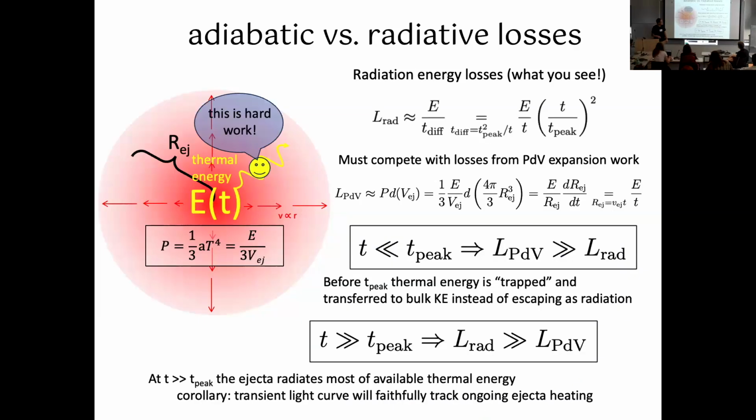And so what I see is that at times before this peak time, it's the PdV loss term that is dominating. My thermal energy is going into work, going into kinetic energy of the ejecta, as if it didn't already have enough. But after this time, it's the radiation that is dominating. No longer is the radiation pushing on the ejecta, but it's leaking out to the observer. So at times greater than t_peak, we basically get to see all of the available thermal energy in the ejecta. And it so turns out that if we heat the ejecta after t_peak, what we see will basically trace what we're heating, because none of it is going into the PdV work.